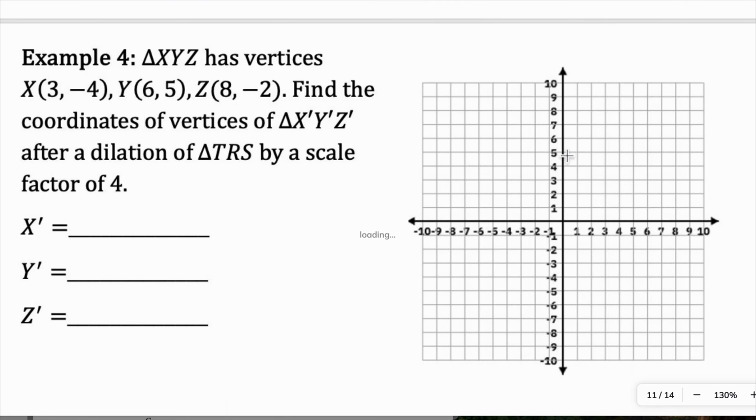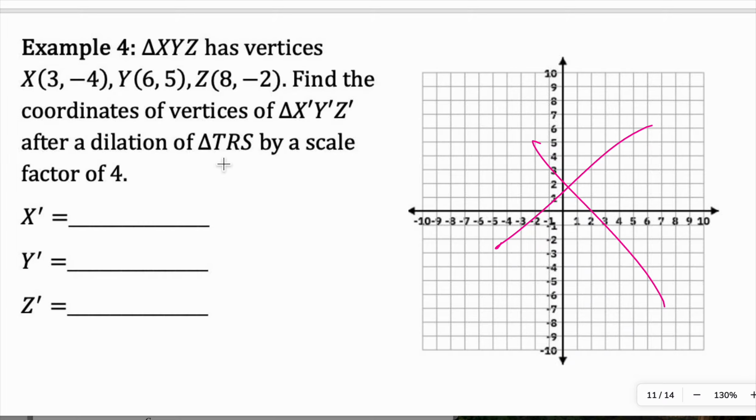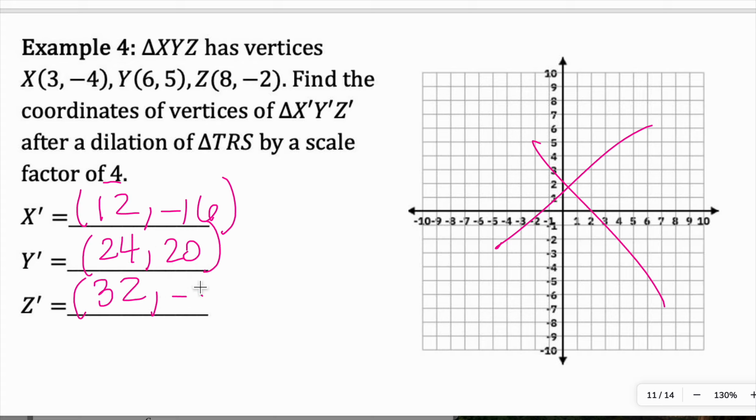Okay. The reason I'm not going to graph this one is because when we dilate by a scale factor of 4, that's going to give us larger numbers. So we're going to try just to multiply these and find my new coordinates. So I'm going to multiply everything by 4. So X prime is going to end up at 12, -16. Y prime is going to end up at 24, 20. And then Z prime would end up at 32, -8.